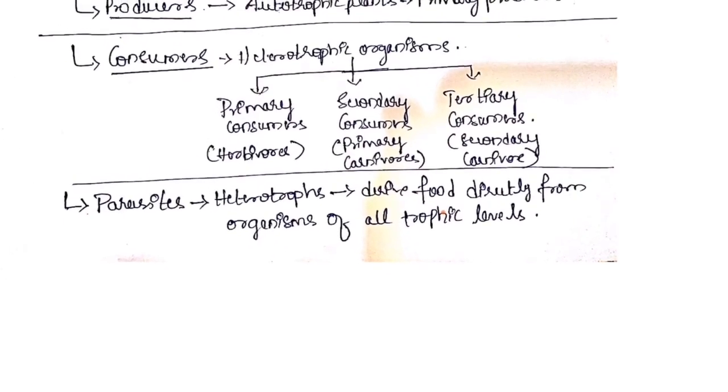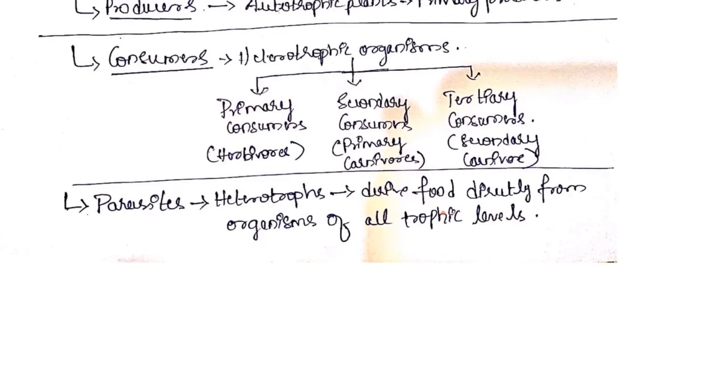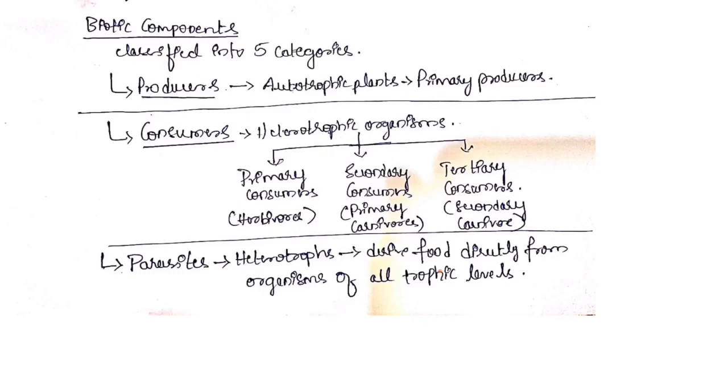And the next one is parasites. Parasites are heterotrophs that derive their food directly from organisms of all trophic levels. They depend on all trophic levels, that is, producers, consumers, etc.